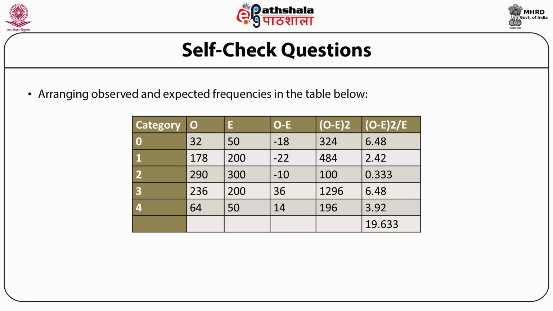Since the calculated value of chi-square is greater than the critical value of chi-square of 9.488 at a given level of significance and at a given degree of freedom, the hypothesis is rejected. Hence, we conclude that the male and female births do not seem to be equally probable.